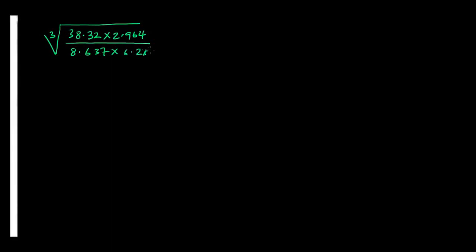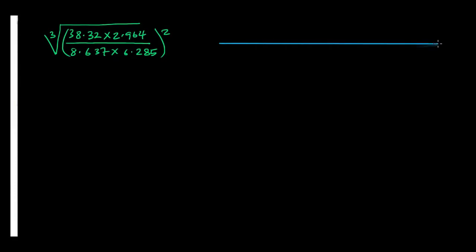Let's calculate this. Let's say we have something like this: 38.32 times 2.964, all over 8.637 times 6.285, all squared. Okay, now let's calculate this using just our logarithm table and the anti-logarithm table.